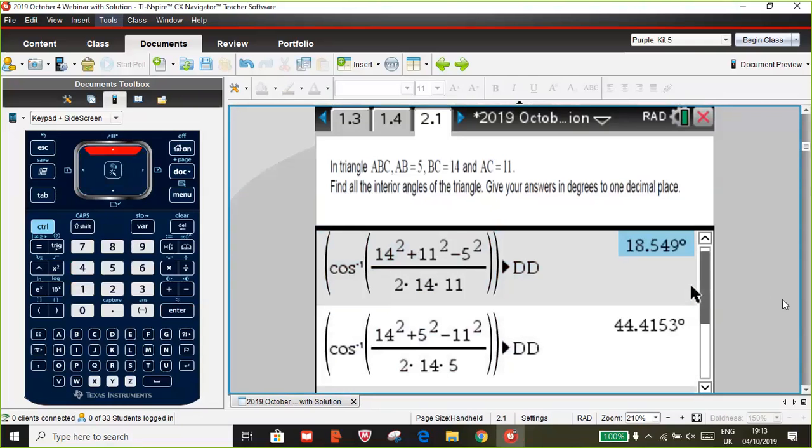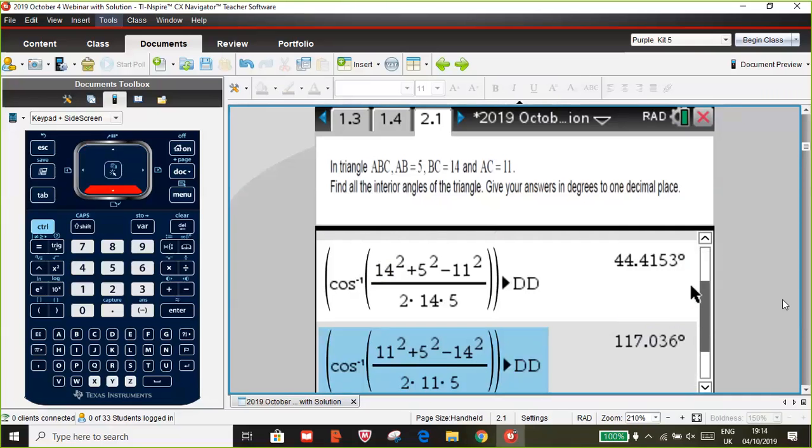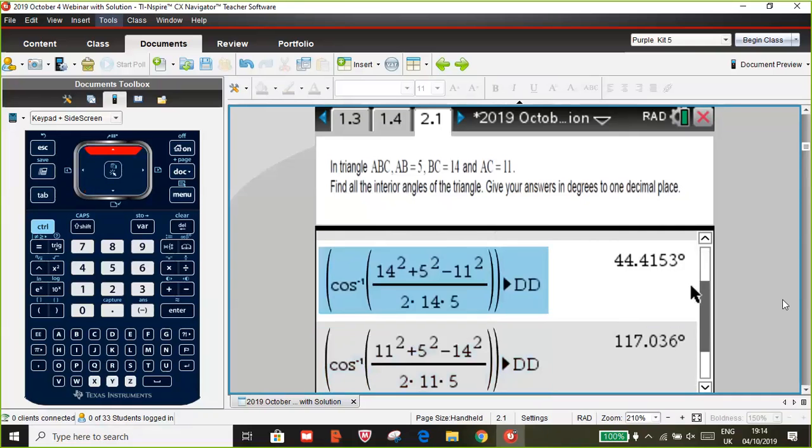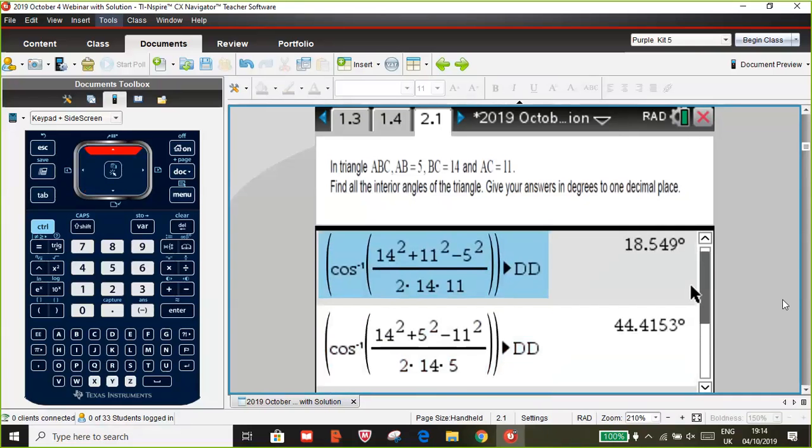Notice if you follow the instructions, the answers will be 18.5, 44.4, and 117.0. The angles do not add up to 180 degrees. That's a strange thing about this question. Okay? But we just have to follow the instructions, and those will be the answers that the IB wanted for this question. Okay. Moving on.